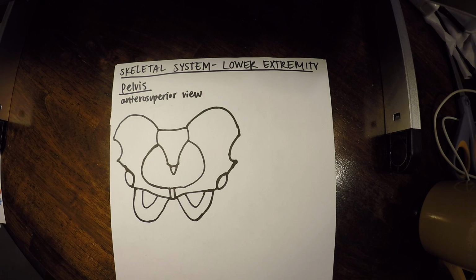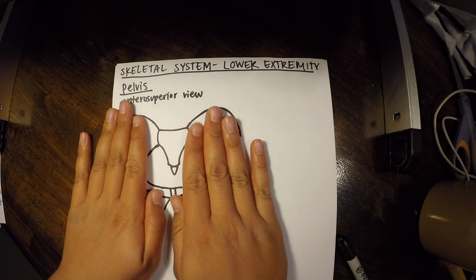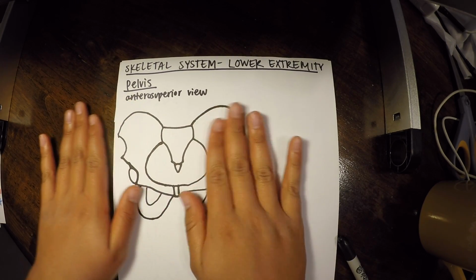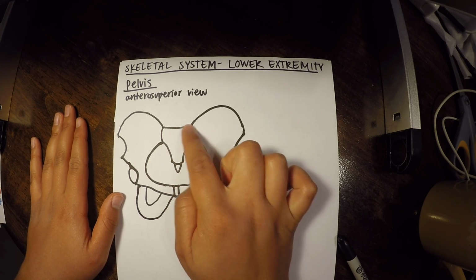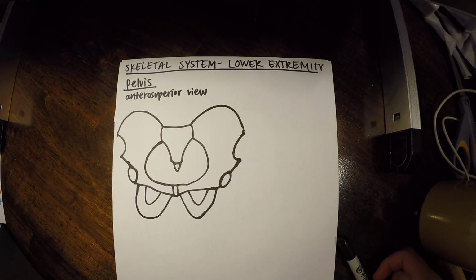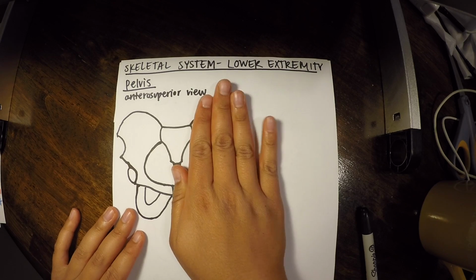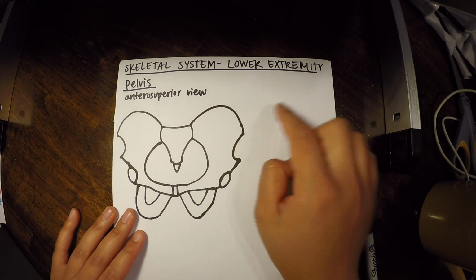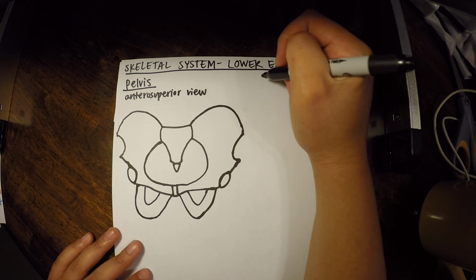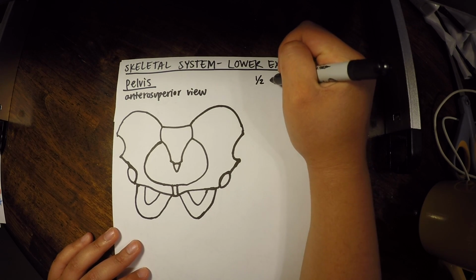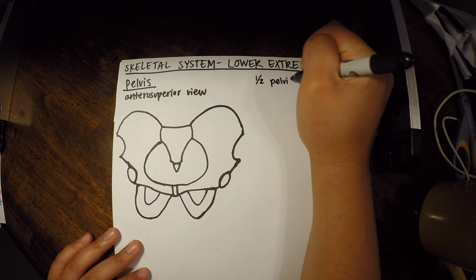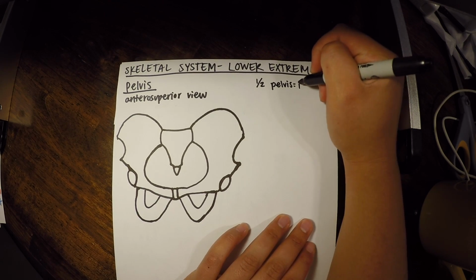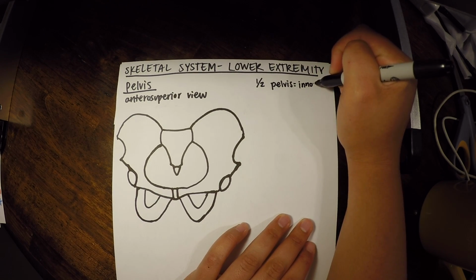So let's get to labeling some things. So first things first, half of our pelvis. So our pelvis is this part where my hands are covering. Your sacrum is this part in the middle. Now we're going to label that in a moment, but before we get going, just one half of your pelvis, this area right here, is called an innominate. So I'm going to write that down. Half of a pelvis is called an innominate.